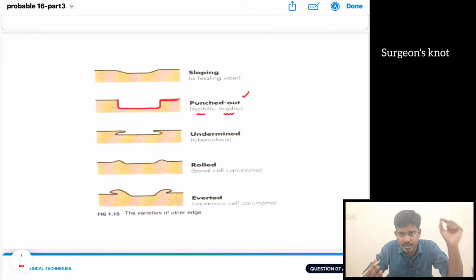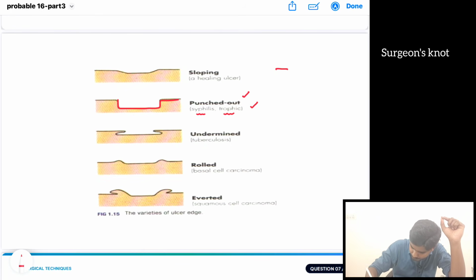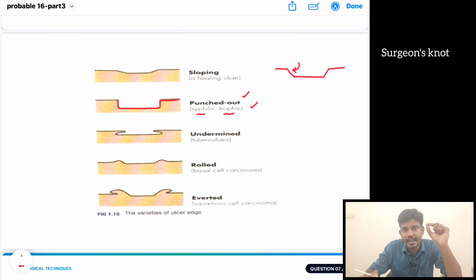There is loss of sensation and a punched out ulcer, it is suggestive of a tropic ulcer. If there is a sloping edge, then it can be a venous ulcer, or it can also be a healing ulcer.